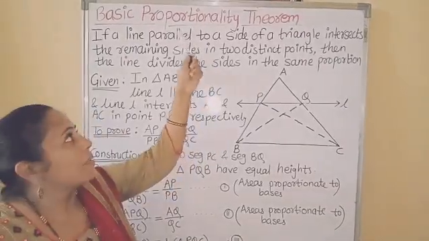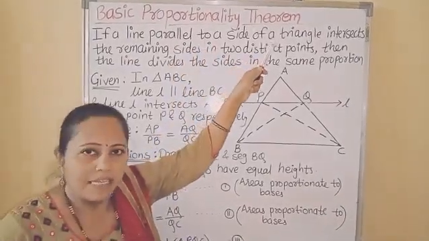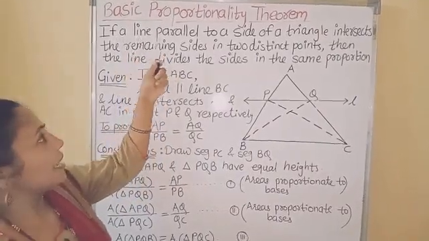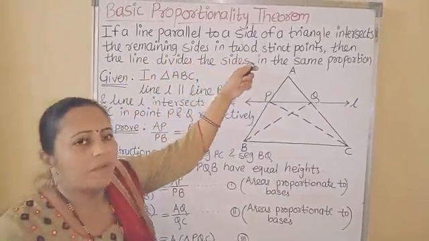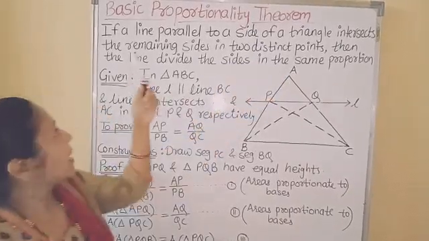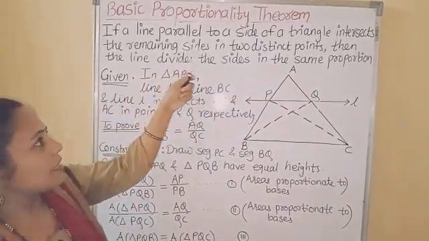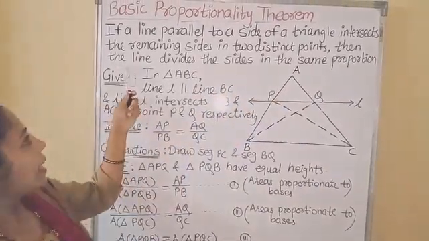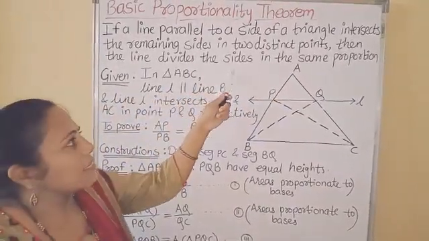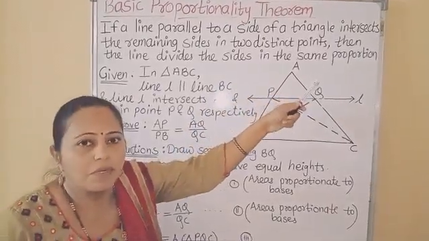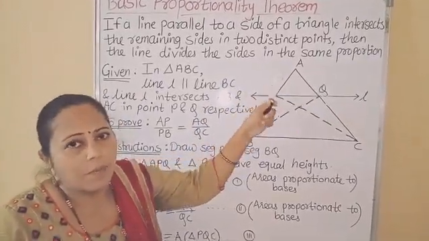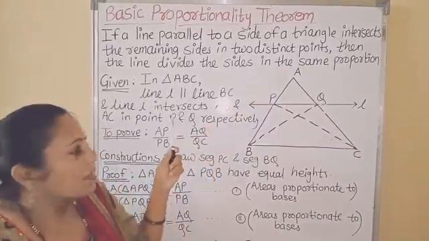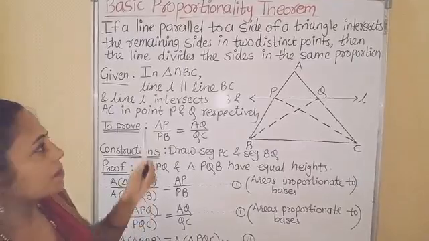Today we will see the basic proportionality theorem. The statement of the theorem is, if a line parallel to a side of a triangle intersects the remaining sides in two distinct points, then the line divides the sides in the same proportion. This is the basic proportionality theorem and we have to prove this theorem. So let's see how to solve this.